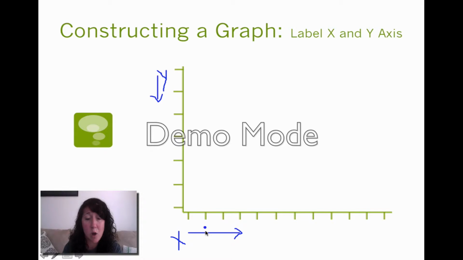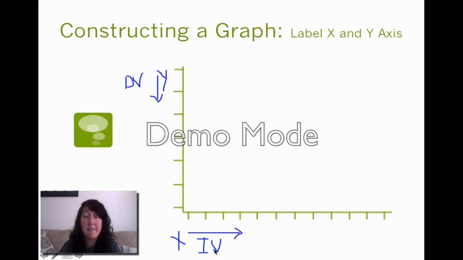Independent variable is always going to go on the x-axis. Independent variable, we're going to make IV independent variable, and that's going to go on the x-axis, and then our dependent variable is going to go down the y-axis. Now what is independent and dependent variable?